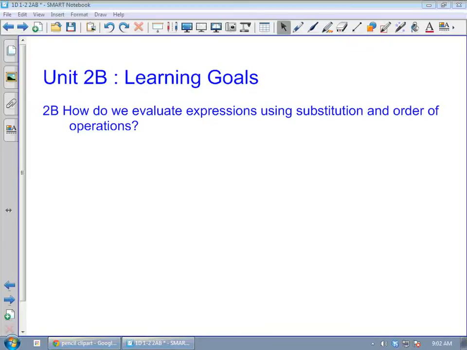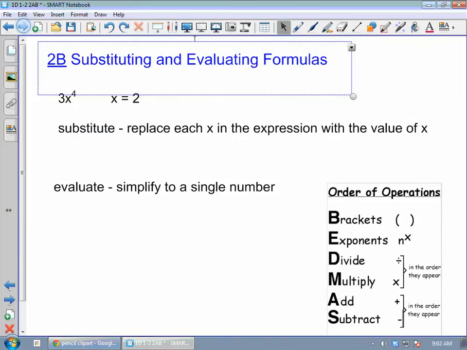Okay, in this lesson we're going to cover some of the material out of Unit 2B here, specifically how do we evaluate expressions using substitution and order of operations. So this should be a review of stuff that you saw back in grade 8.